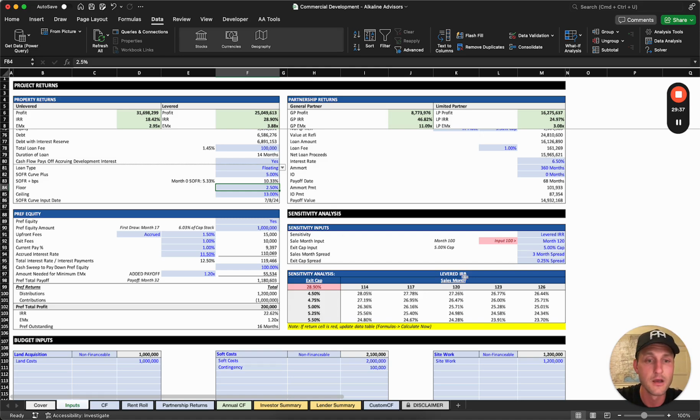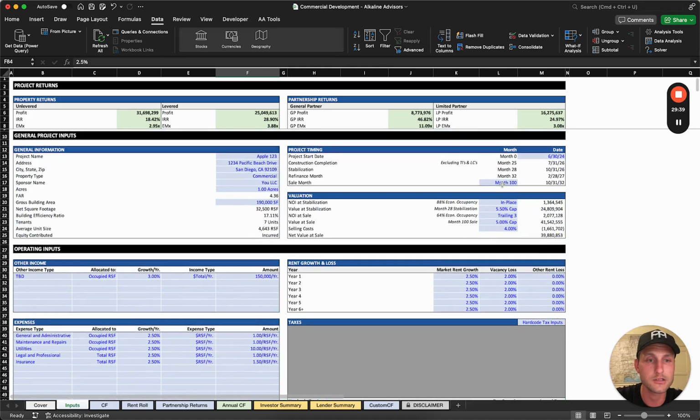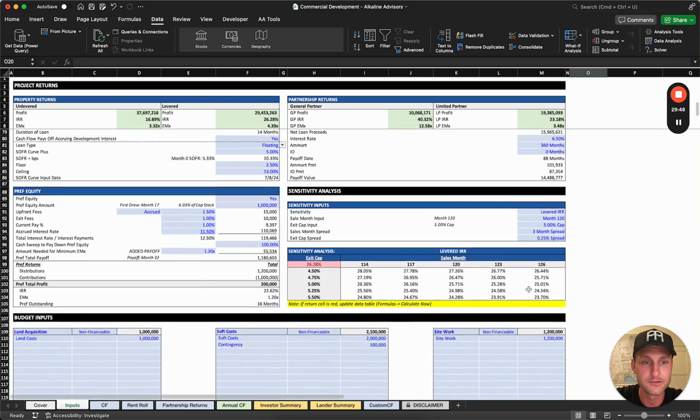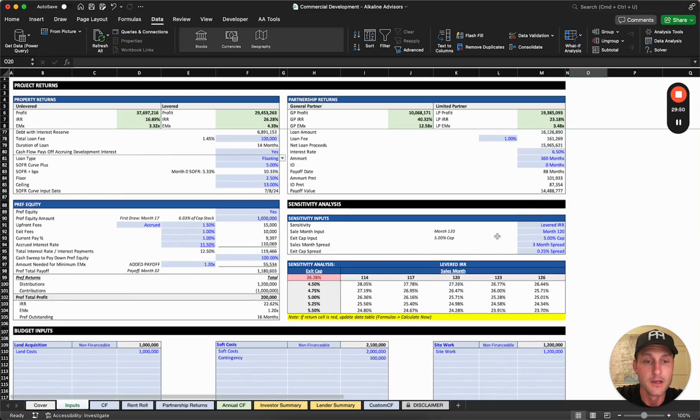So right now, let's actually make this 120 for the time being. We're going to lose that red drop down right here. So we're assuming we're going to sell the asset in month 120 and we're assuming we're going to sell it at a 5 cap. But what if we sell it in month 114 at a 4.5 cap, or month 126 at a 5.5 cap, or really anything in between? That's what the sensitivity is allowing us to do.